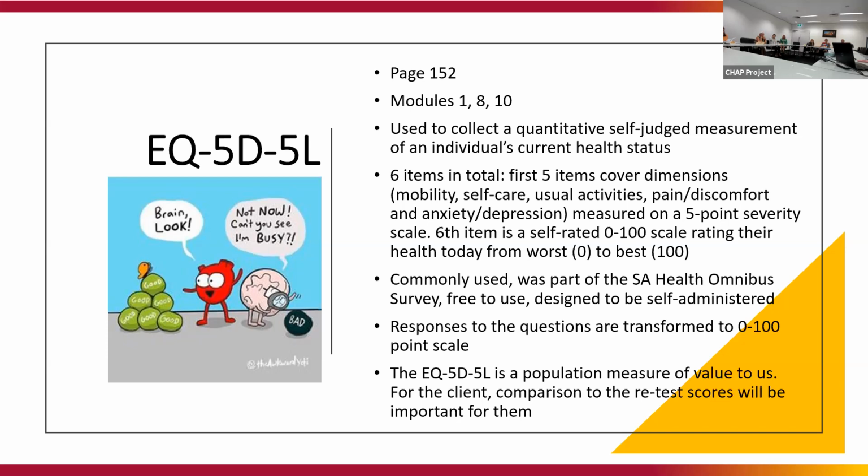There's 6 items in total. The first 5 cover dimensions of mobility, self-care, usual activities, pain, discomfort, and anxiety and depression. And they're all measured on a 5-point severity scale. And then the last item, which seems wacky to me, but it totally works, is a measure of their health status on a scale of 0 to 100. So where would you put yourself today on this scale of 100 points? And they can choose any of the items along that scale.